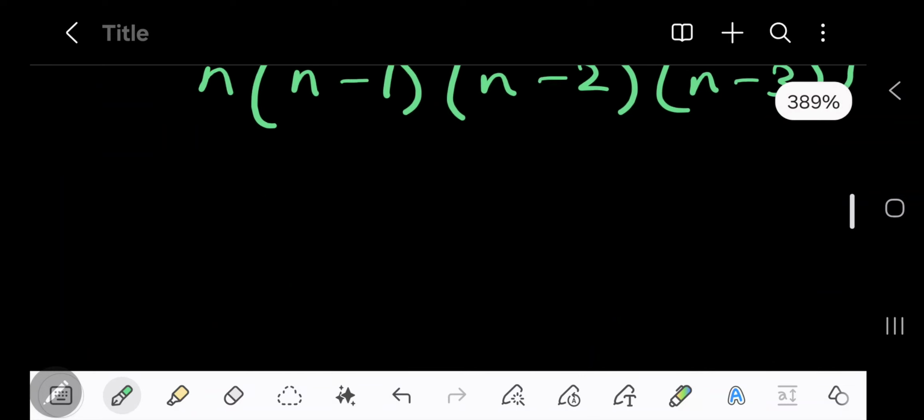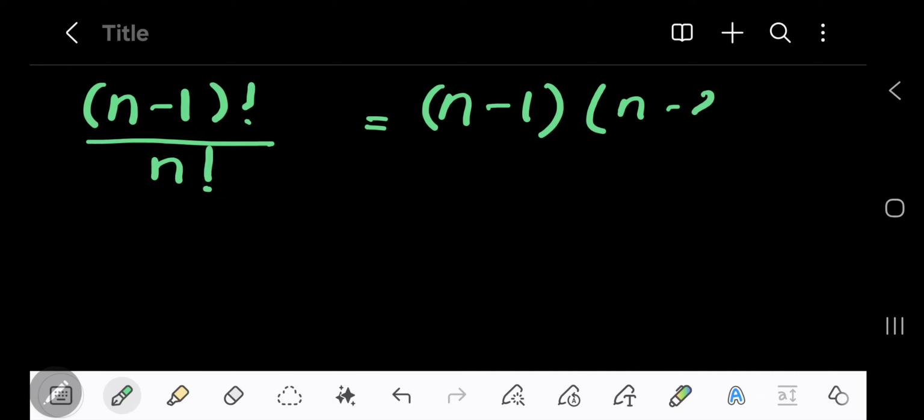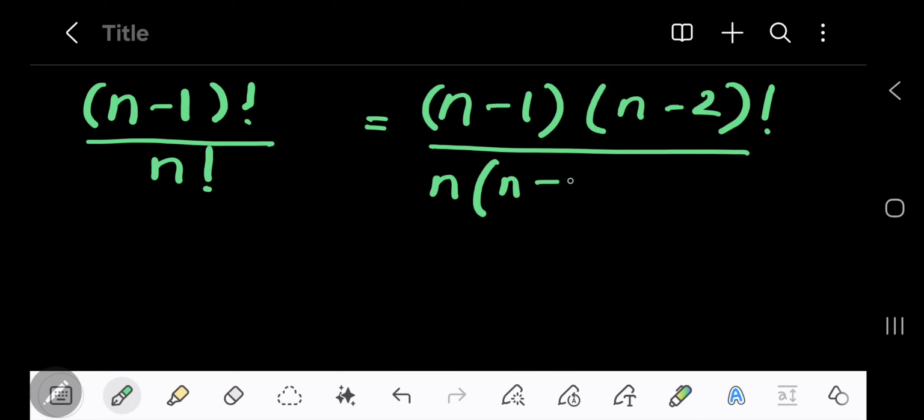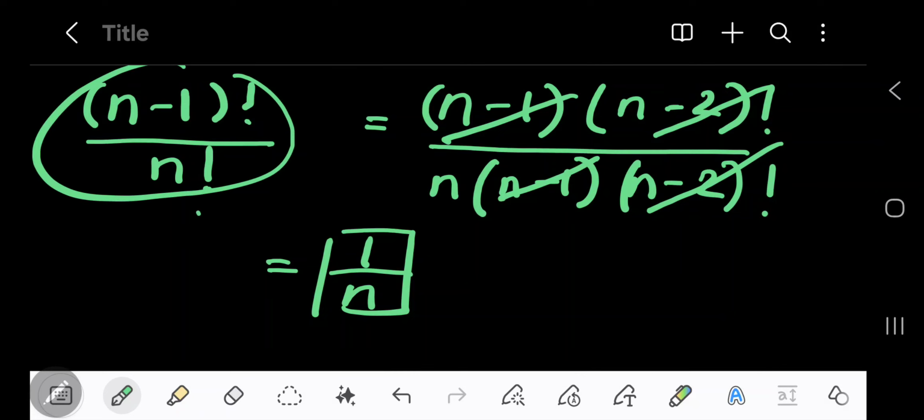So I have a question for you now. Suppose you have n minus 1 factorial divided by n factorial. What do you think this would be? Alright, so we know n minus 1 factorial we can rewrite as n minus 1 times n minus 2 factorial, and n factorial we can rewrite as n times n minus 1 times n minus 2 factorial. These both cancel and these both cancel. All you're left with is 1 over n. So the answer for this is 1 over n.